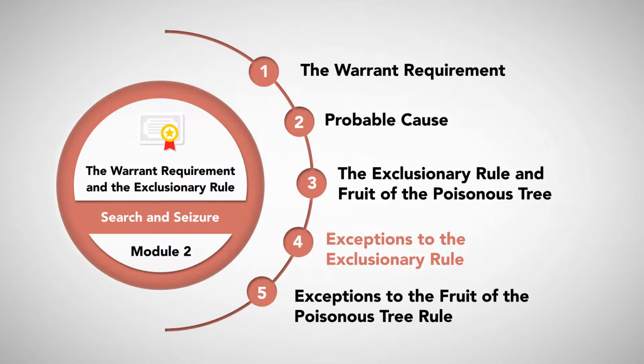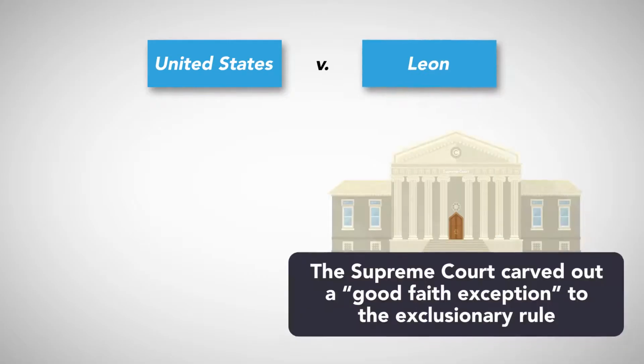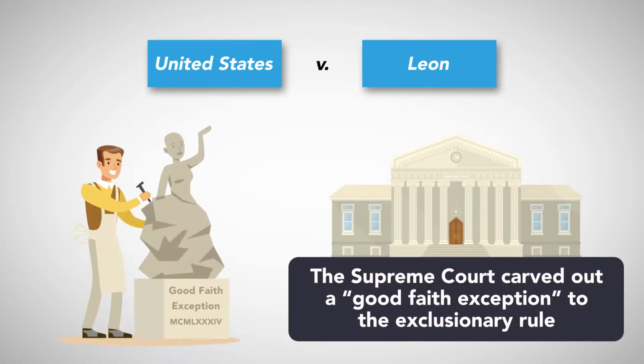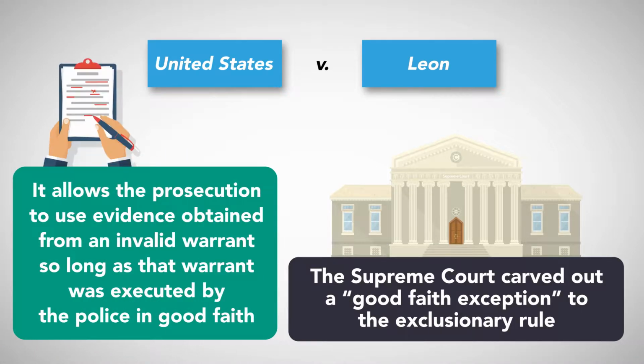Exceptions to the exclusionary rule. Over the years, the Supreme Court has carved out exceptions to the exclusionary rule and the fruit of the poisonous tree rule, largely to mitigate their harsh effects. In United States v. Leon, the Supreme Court carved out a good faith exception to the exclusionary rule. It allows the prosecution to use evidence obtained from an invalid warrant, so long as that warrant was executed by the police in good faith.